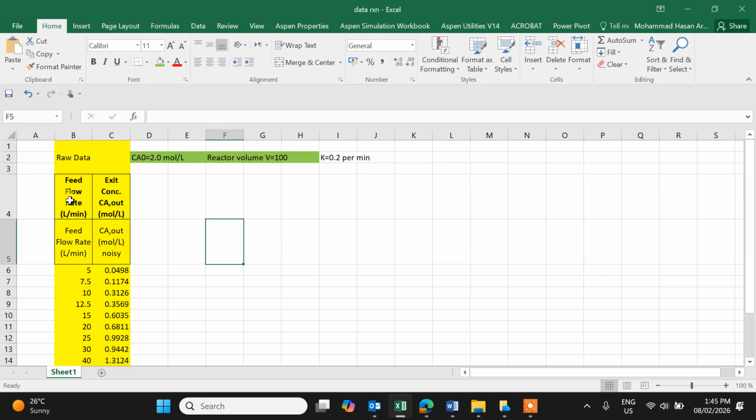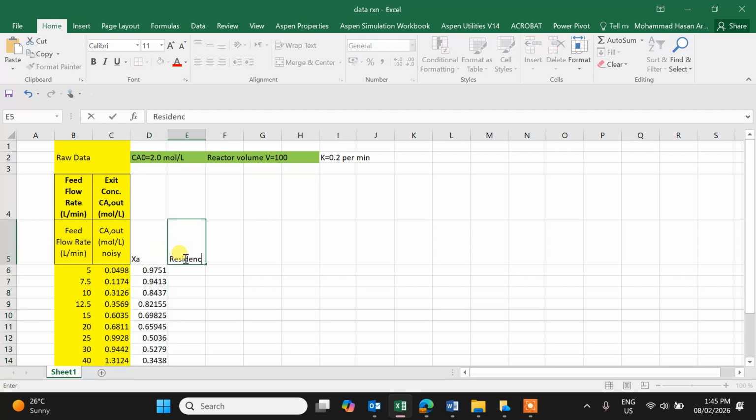So first of all, what we can do, we can find the conversion XA. XA will be (CA naught minus CA out) divided by CA naught, right? CA naught is given, so it's 2 mole per liter. So this is the conversion, and now we have conversion versus feed flow rate. So our job is to plot conversion versus residence time.